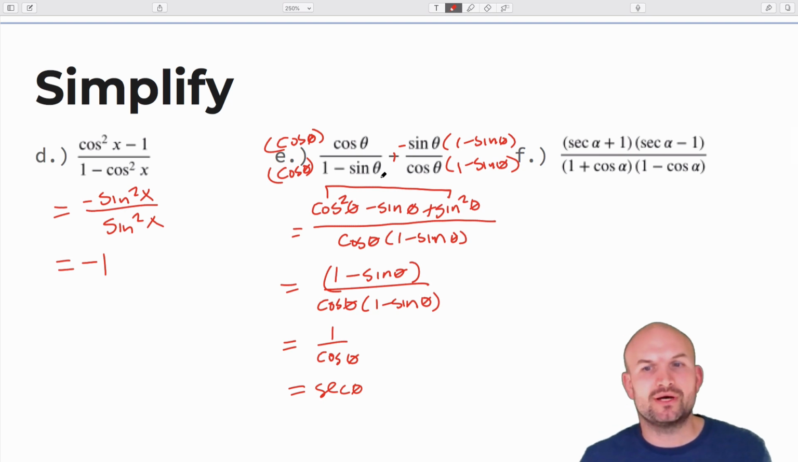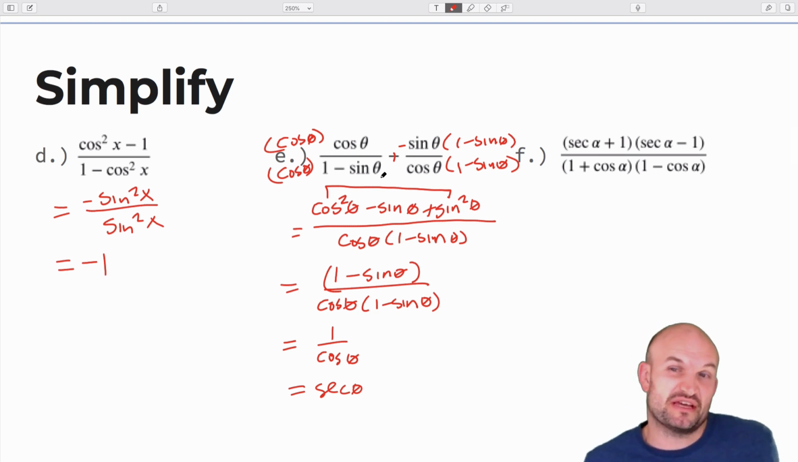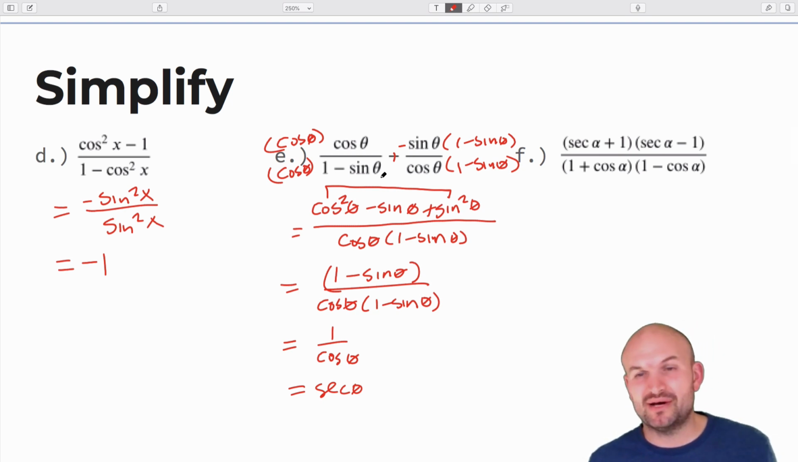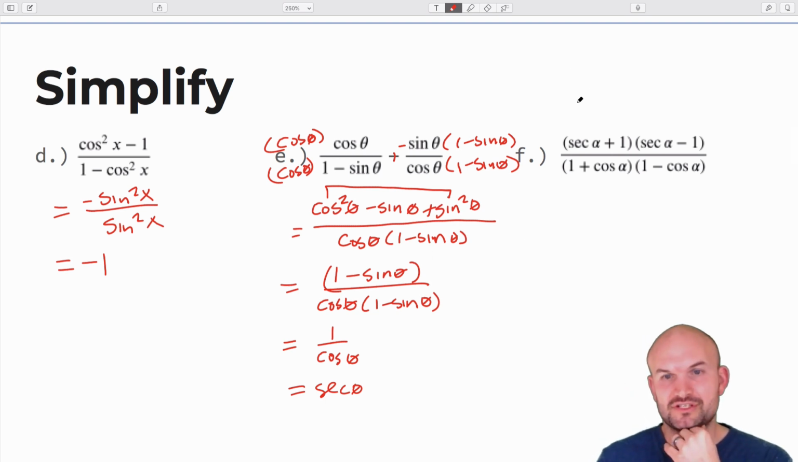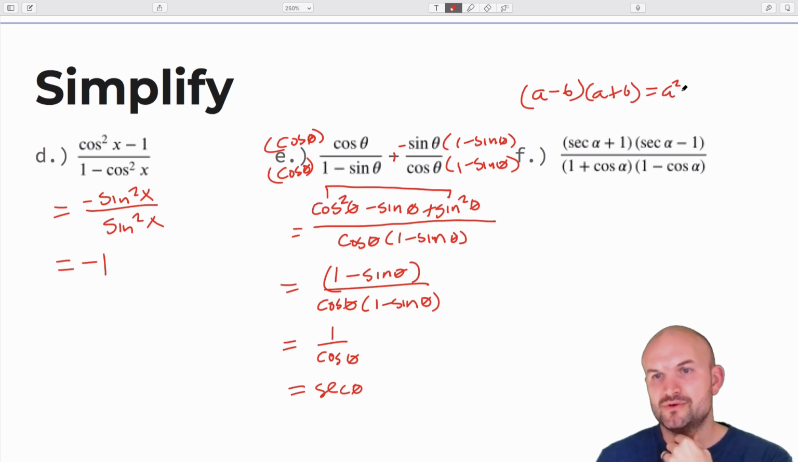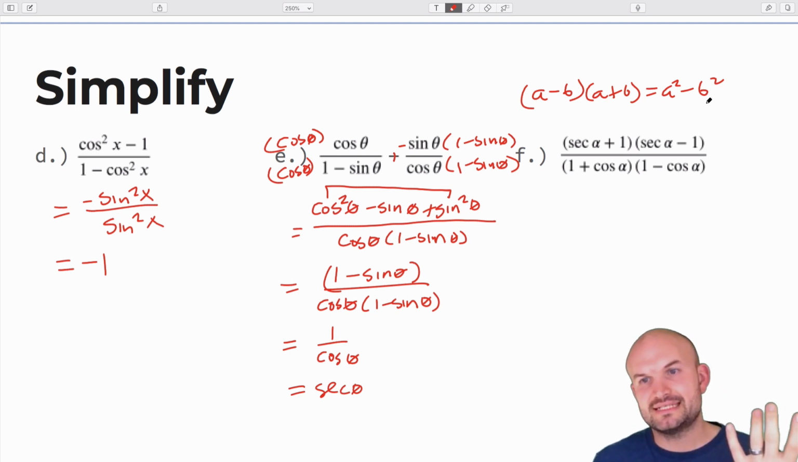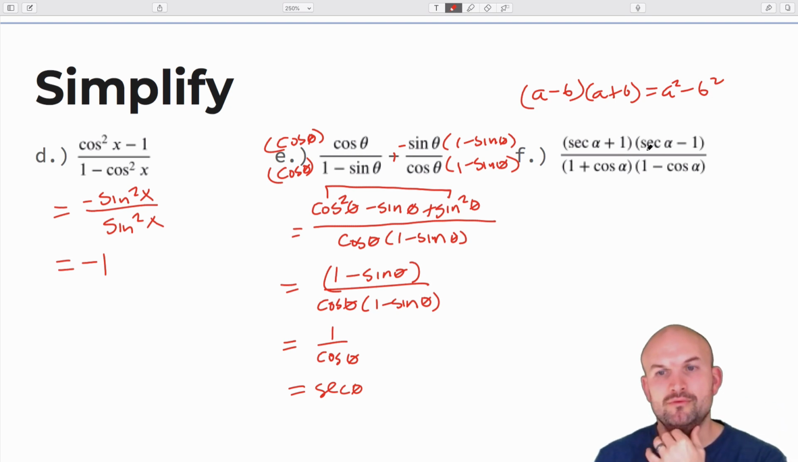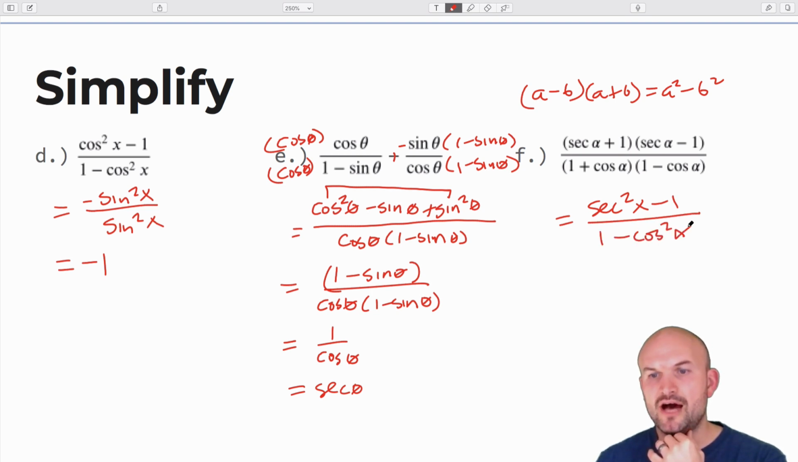And again, this last one looks really confusing, like multiplying these. But if you remember, these are the difference of two squares. So this is something that's really important. Remember, a minus b times a plus b is equal to a squared minus b squared. So in this case, you recognize that these binomials have the same terms, just one's positive, one's negative. So in this numerator, I'm going to see secant squared of x minus 1. And the denominator, I'm going to have 1 minus cosine squared of alpha.